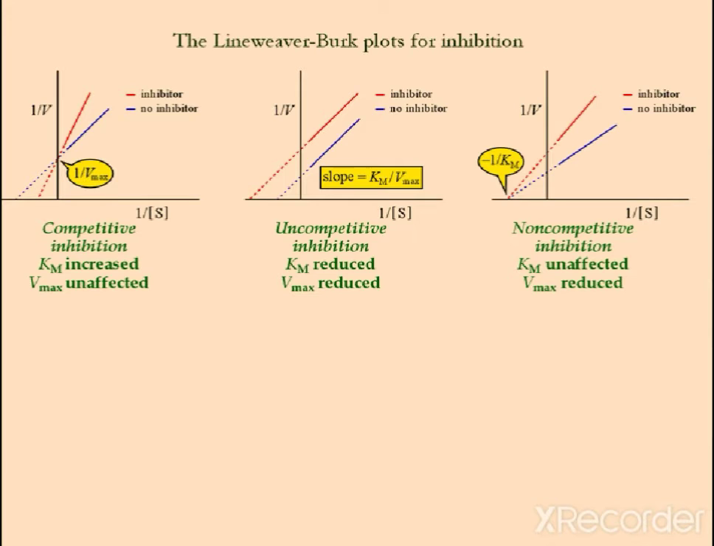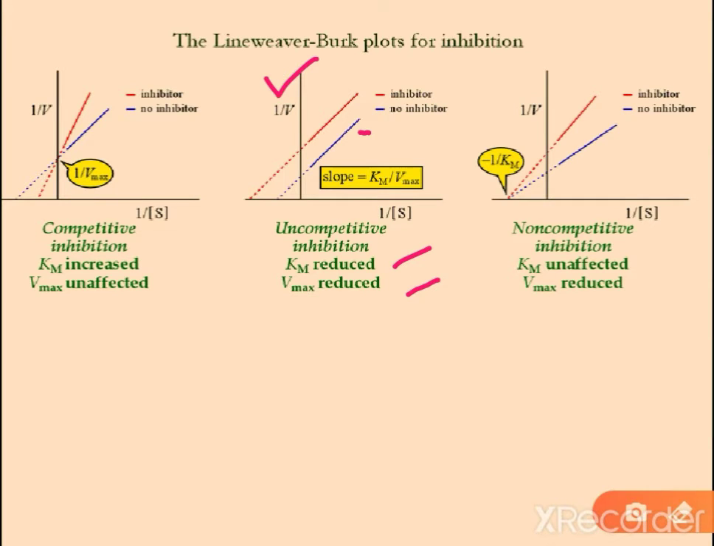So, now coming to the uncompetitive inhibition. This is the graph of uncompetitive inhibition. The blue line here also depicts when there is no inhibitor, and the red line depicts when there is inhibitor. In that case, the Km is reduced and the Vmax is reduced. Both are affected, Km and Vmax both are affected. It is important for multi-substrate enzyme and not so significant for the single substrate reaction.